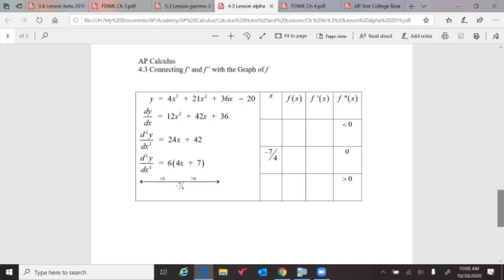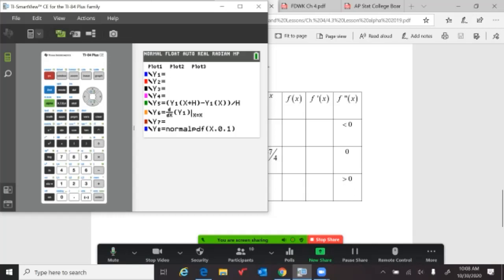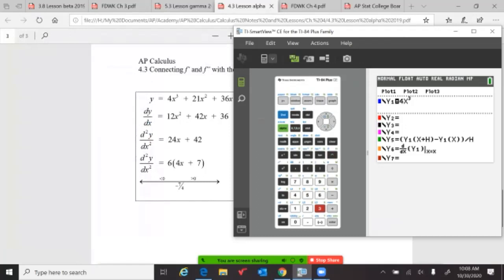So we go to the calculator, which is not the first source. I'm using a non-calculator question. To see what's happening here, we go to y equals and you have 4x cubed plus 21x squared plus 36x plus a -20.